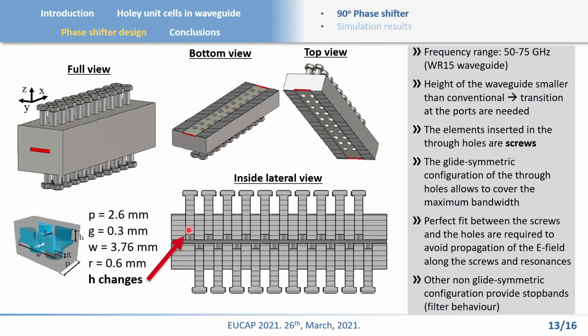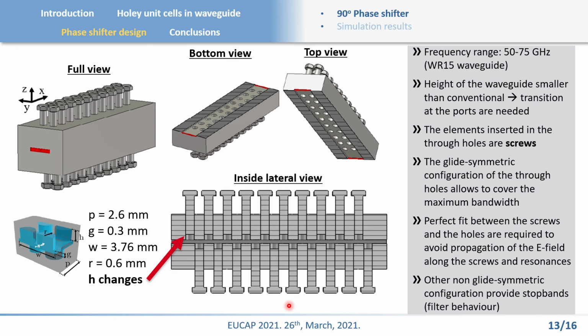In this cutting view of the design, it is clearly observed that the through holes are present in the unit cell, and they allow the introduction of the screws, which fix the height of the holes. The width of the waveguide is the same as the standard WR15 waveguide, so the frequency range is from 50 to 75 GHz. The height of the waveguide is smaller than the standard, so a transition to a standard rectangular waveguide is needed in a real implementation.